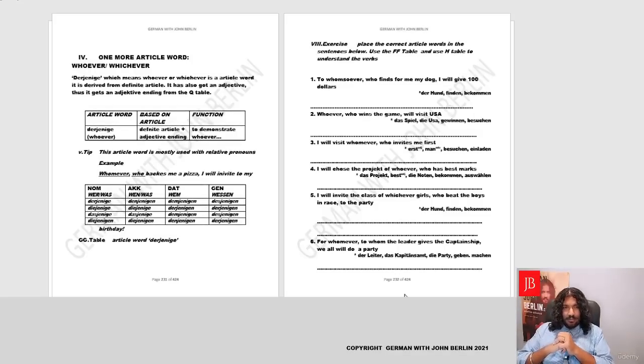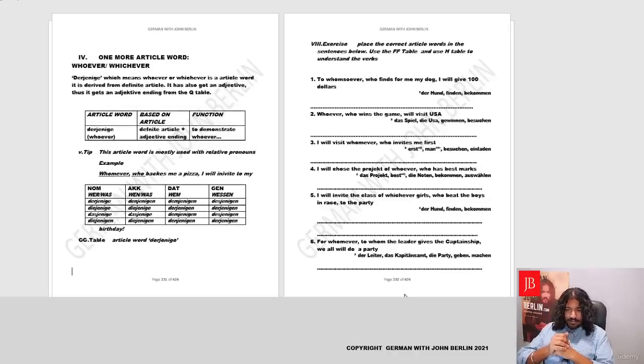Today we are back with a new article word, which is quite much used in relation with relative pronouns. It's like whoever or whichever, whomsoever or whichever. So it's also an article word. It's derived from the definite article, der, die, das, die, and it's made up of a combination of definite article and an adjective. So we just need to remember the adjective ending of the definite article, the L shape being E, the rest being EN. I hope you remember that.